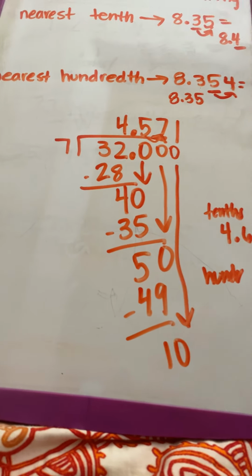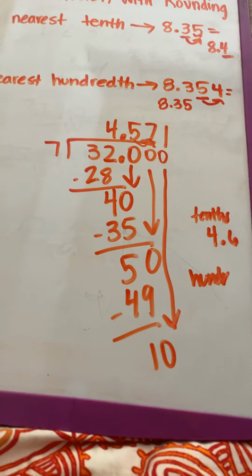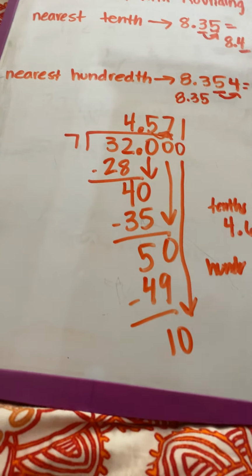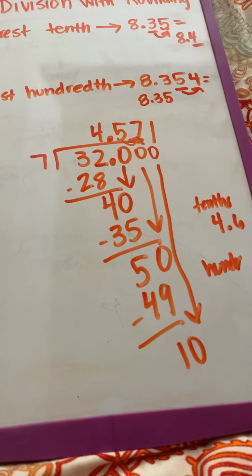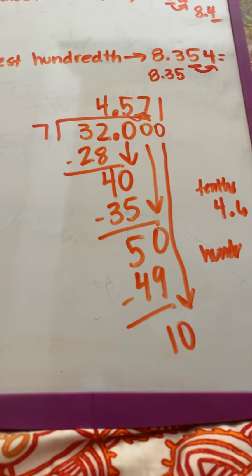Some division problems, the decimal goes on infinite. It can go on forever. It can be a repeating decimal. So that's when rounding really comes into play. You don't have all day to be trying to figure out an answer.